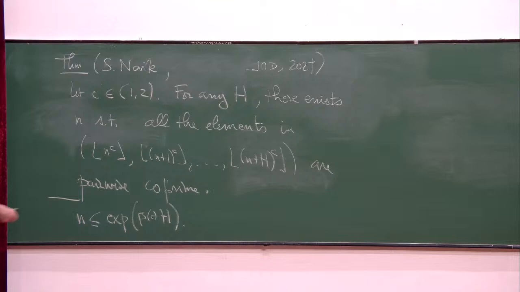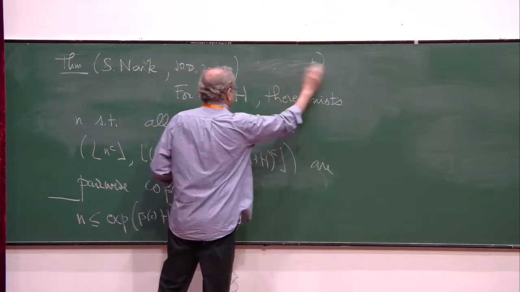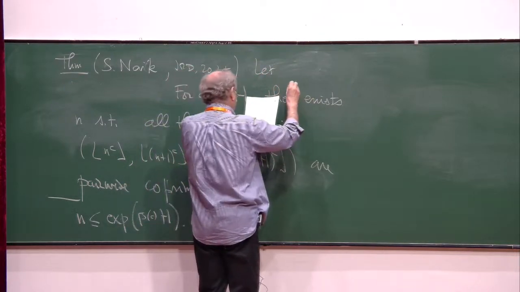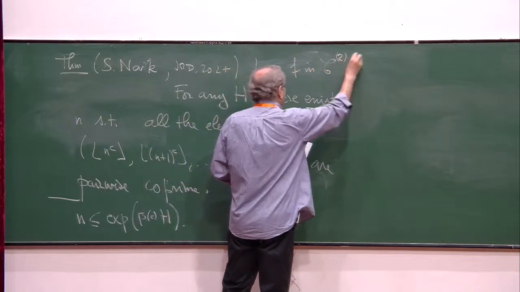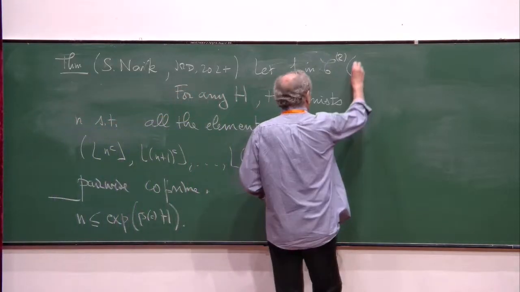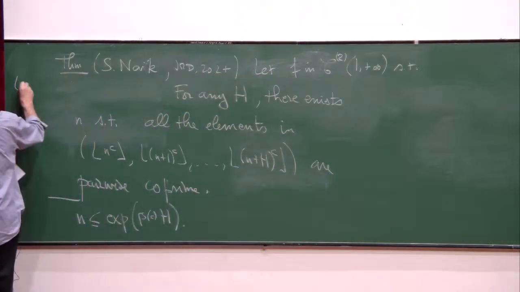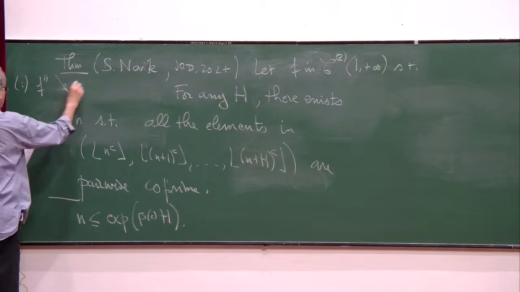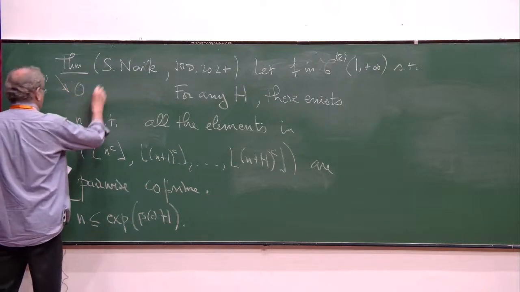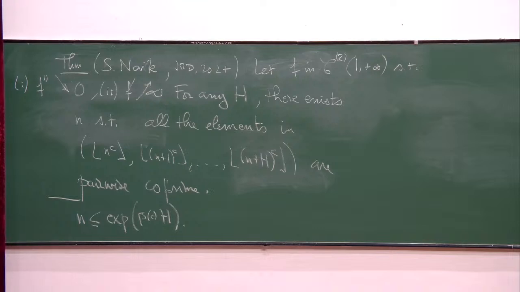It says the following: let f be a function which is twice continuously differentiable over 1 to infinity, and such that f is decreasing, f double dash is decreasing and tends to 0 at infinity, and f dash is tending to infinity. Of course, f dash is increasing because f double dash is definitely positive.